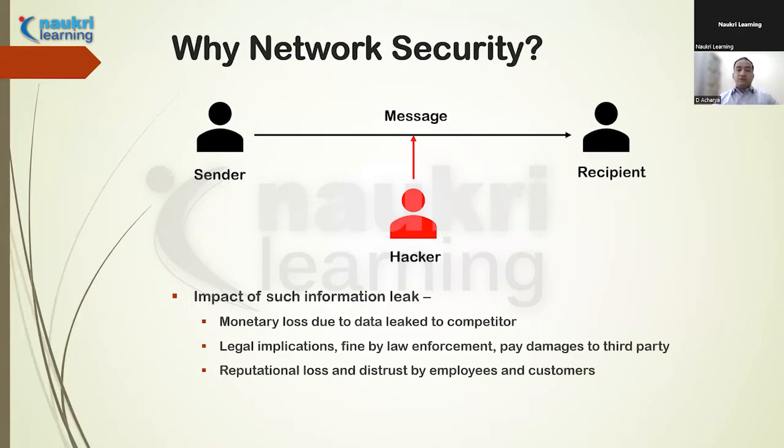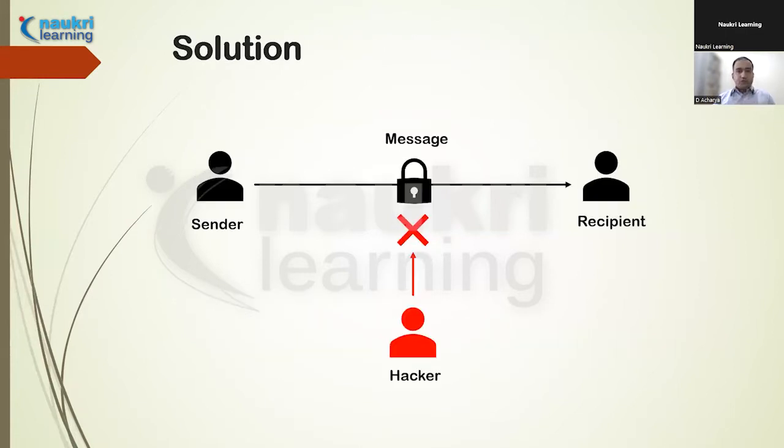Basically, to avoid such consequences, we should protect the data while it is being transmitted from the sender to the recipient. So the solution to such a data leakage or potential data leakage is that when the data is being transmitted from sender to the recipient, we can lock the data. So how do we lock it? We can apply encryption to the message while it is being transmitted, right?